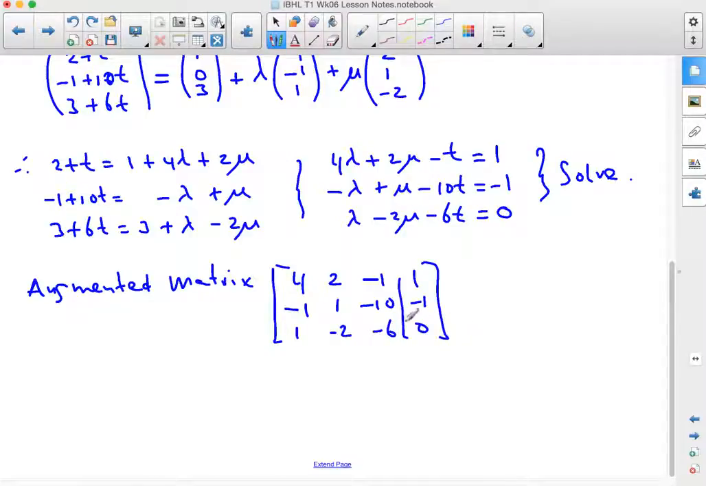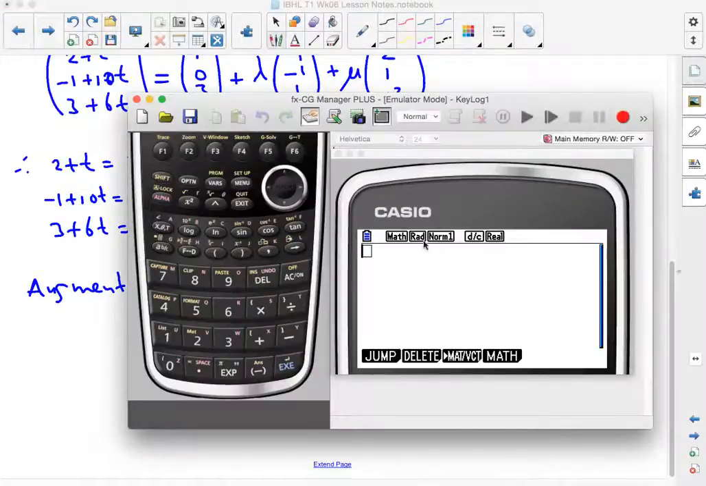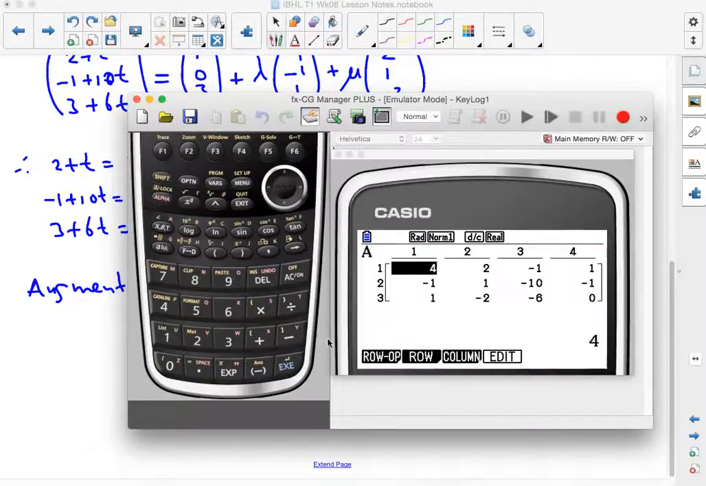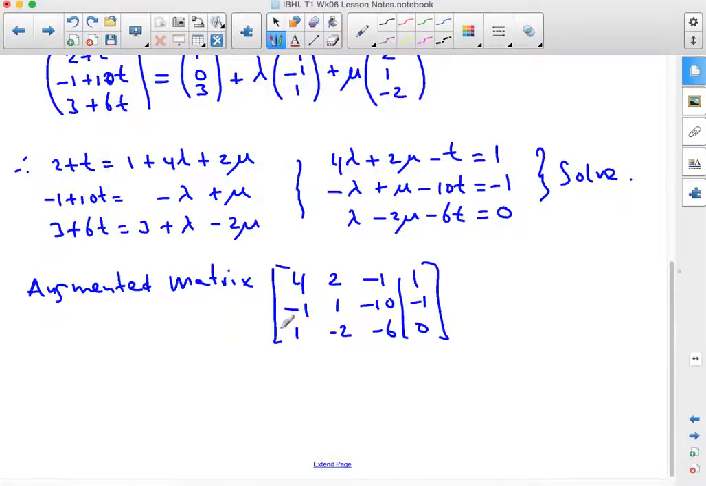Now if we put that in our calculator here, and I've prepared this little bit. So there's a matrix. It is 3 by 4, and if I go in there, this is the values that we have, right? 4, 2, negative 1, 1, negative 1, 1, negative 10, negative 1, 1, negative 2, negative 6, 0 corresponds with what I have here.